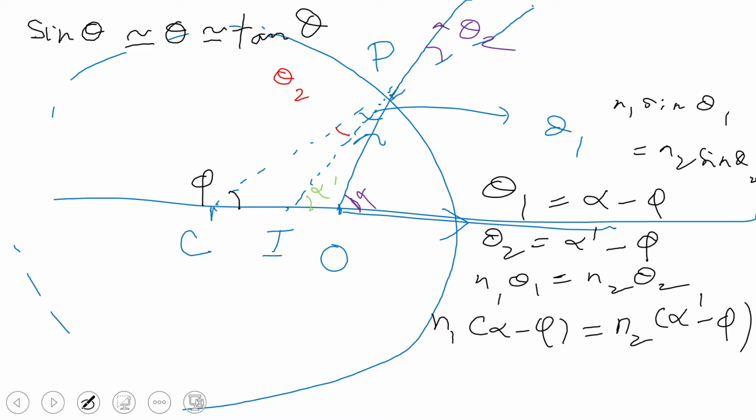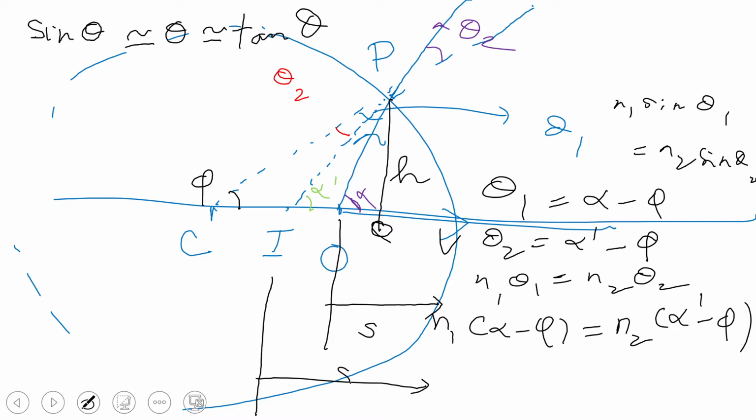Now what we will do is draw a perpendicular from point P. We'll draw a perpendicular here, and we'll call this height h, and we'll call this point Q. Now the distance from O to this vertex V is s, that is the object distance, the distance from I to V is s prime, and from C to V is the radius of curvature R.